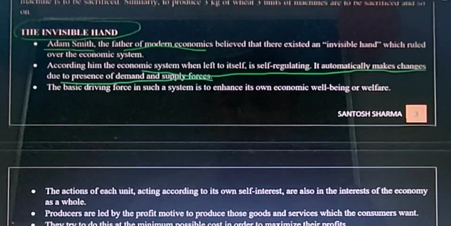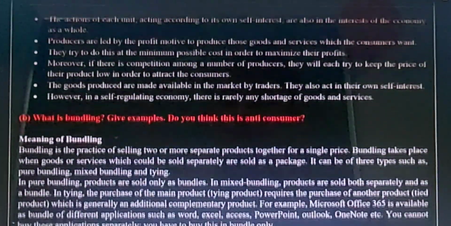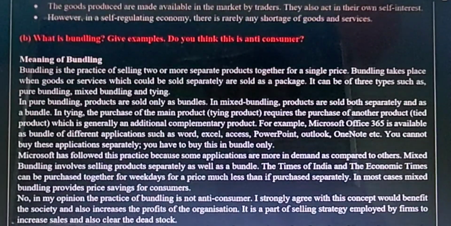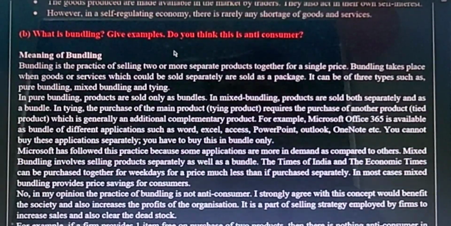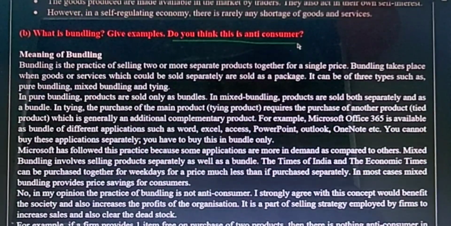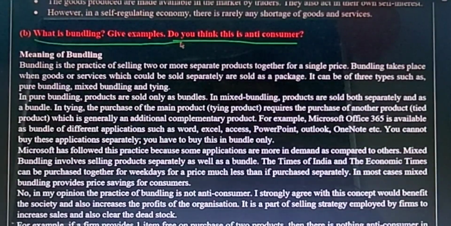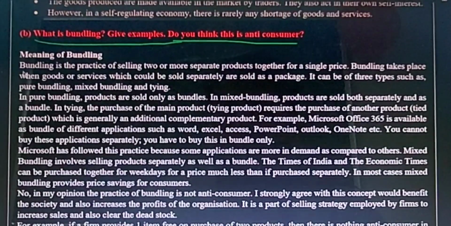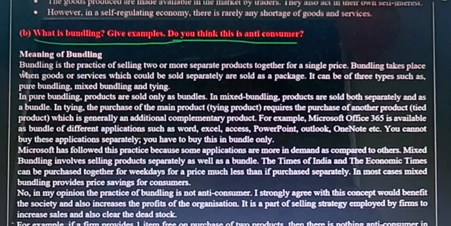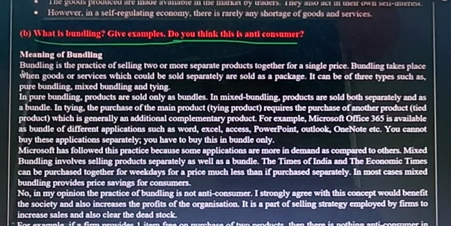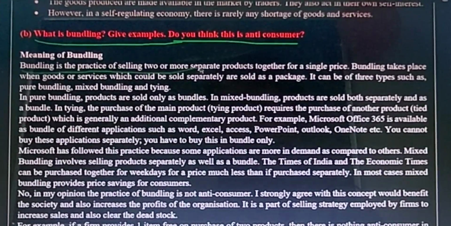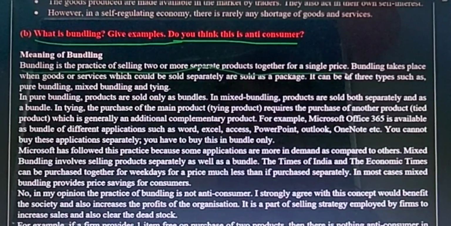And the next question, the second part of this question, is: what is bundling? Give examples, and do you think this is anti-consumer? So there are 3 parts in this question, for 10 marks. Now bundling is a very simple thing. It sounds strange, but the definition and concept are very simple. Bundling is the practice of selling 2 or more separate products together for a single price.